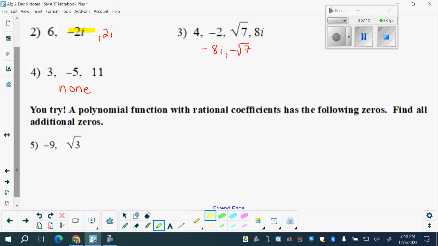Go ahead and find the additional zeros on you try. Should be really quick. So we're taking just of these two, the one that has the i, and then it's called irrational, the square root, taking the opposite of those. Okay? Good question.